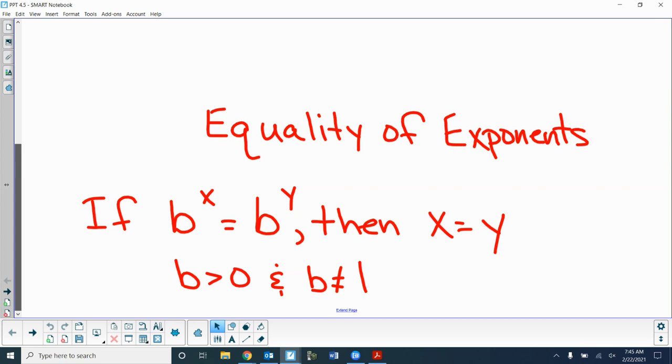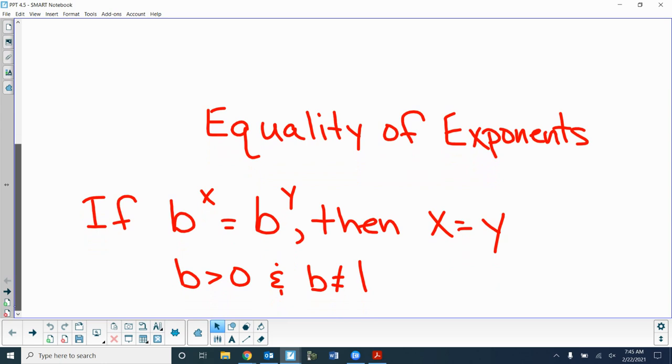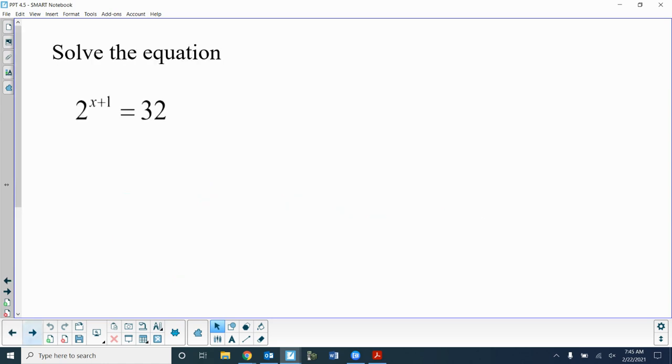Okay, so if you have an equation where both sides have the same base, b to something equals b to something. If the bases are the same, that means the exponents have to be equal, right? And our base will always be positive, and it won't be 1. Okay? So if you can write both sides with the same base, it makes it real easy.